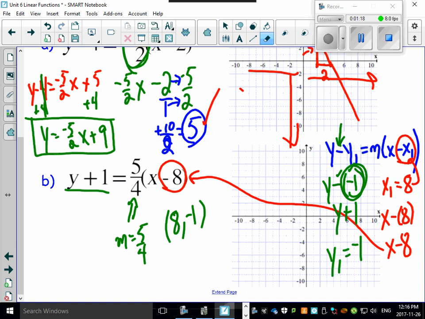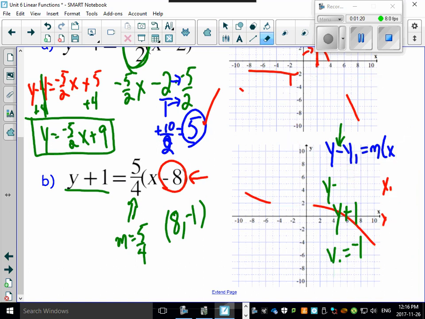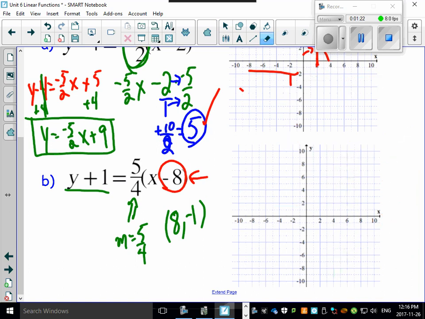Now, cleaning this up. Here we go. Let's clean this up and let's graph this thing. Again, like we did before, all you need is a point and the slope. So I've got 8, minus 1, which is right here. There's my 8, minus 1. And I'm going to rise 5. So go up 1, 2, 3, 4, 5. And I'm going to go over 4. Uh-oh. 1, 2, uh-oh, 3, and I'm off the graph. So I don't know if this is going to be accurate or not.